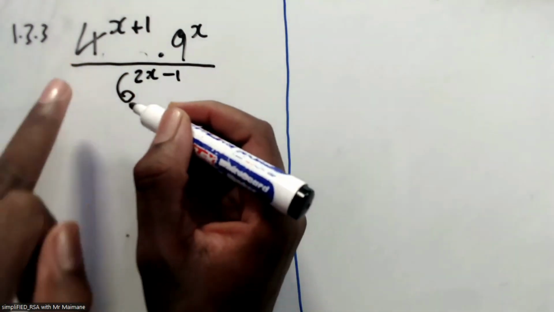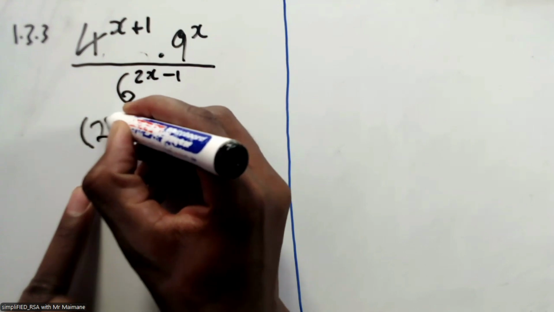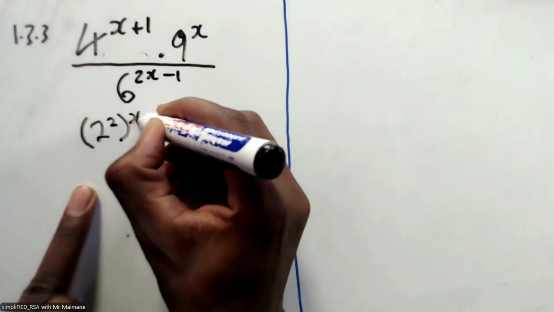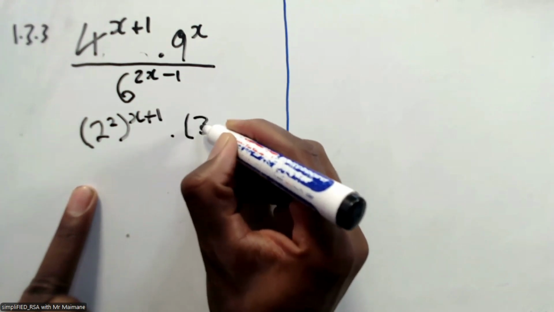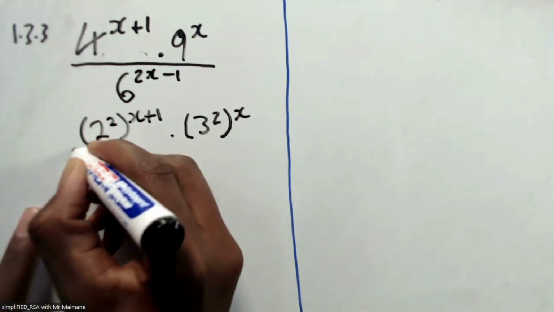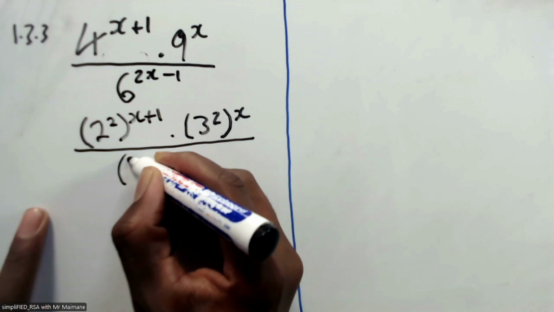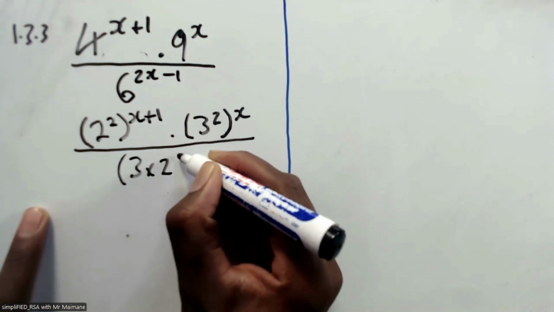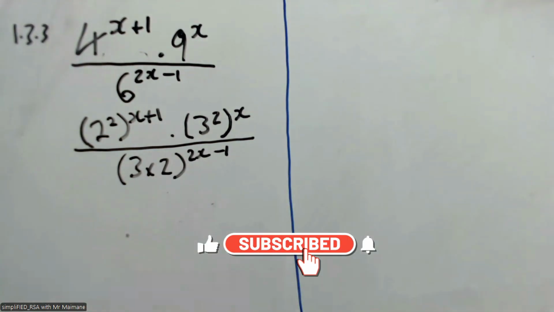4 can be written as 2 squared, to the x plus 1, multiplied by 9 can be written as 3 squared, into x, all over. Writing 6 to its prime factors, it's going to be 3 times 2, into 2x minus 1. That's the first step.